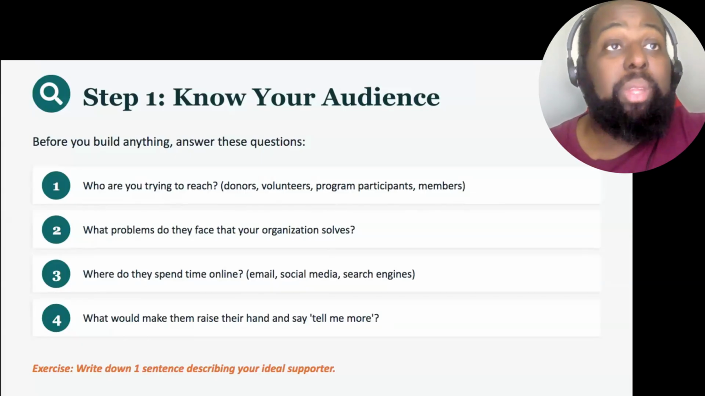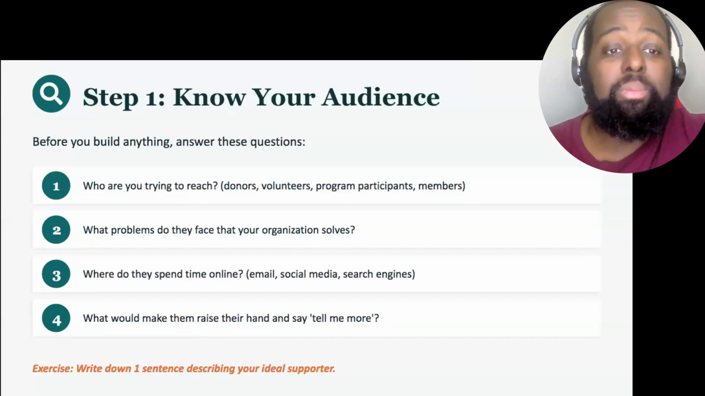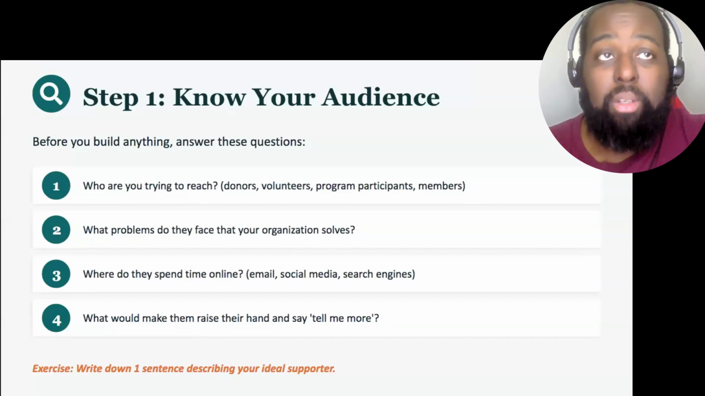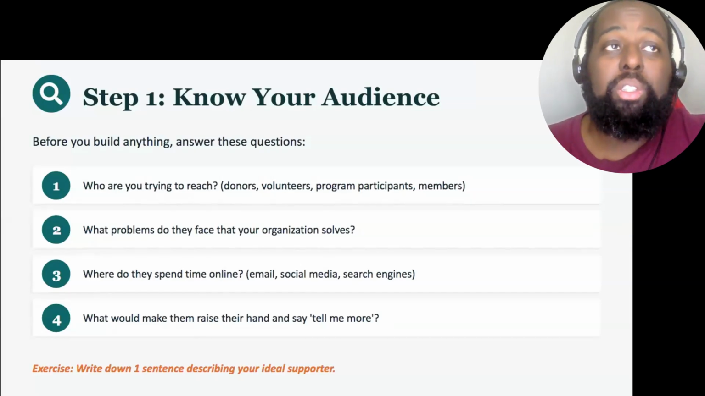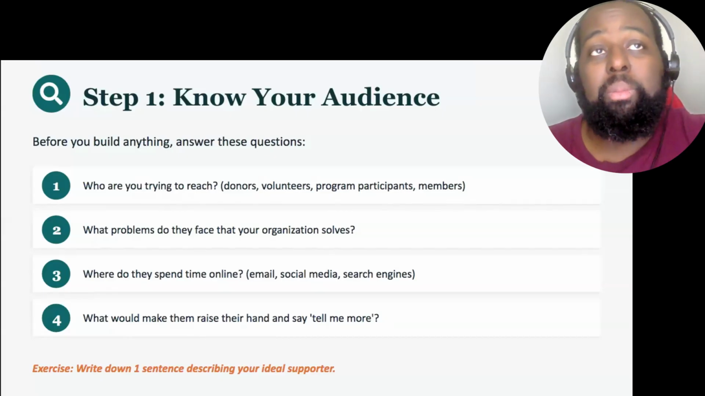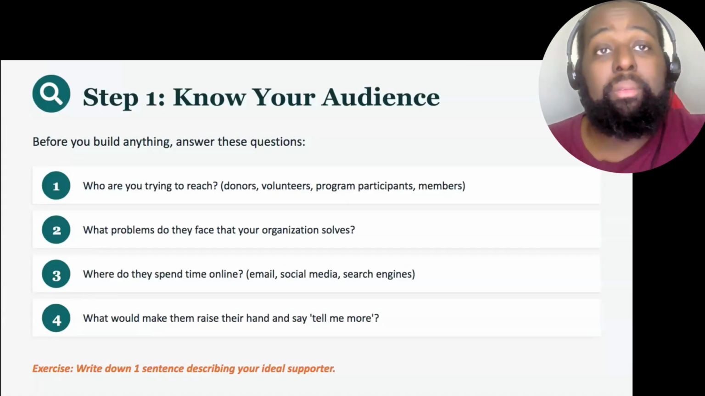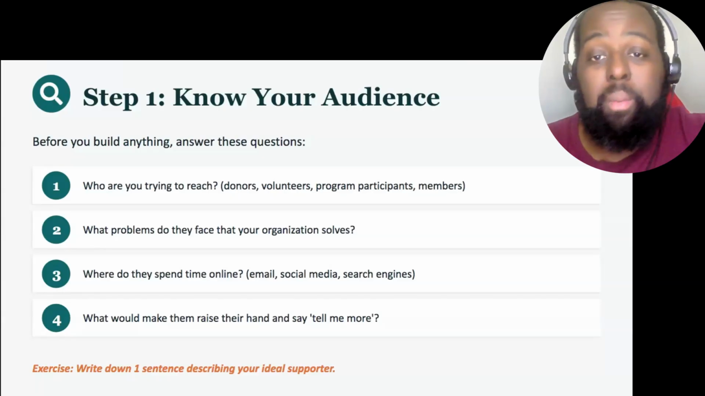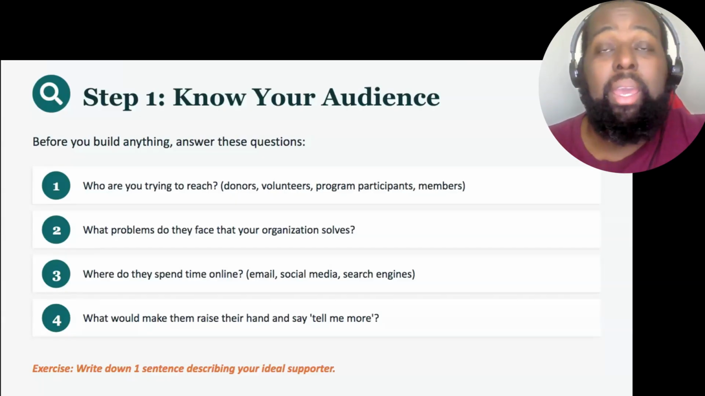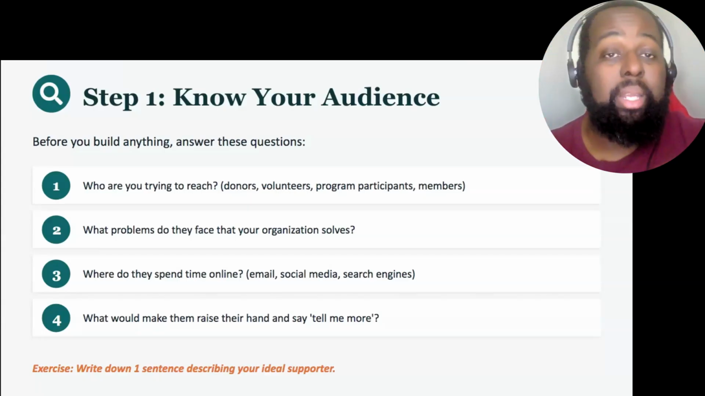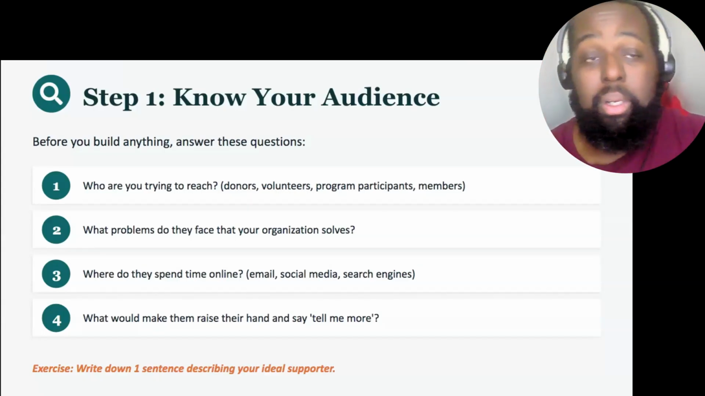Number 3, where do they spend their time online? So once you figure out who you want to talk to, and once you figure out what problems the people you're talking to are facing, find out where they are. Where do they spend their time online? Does email work best for that audience? Is social media a great place to find a lot of the people you're trying to attract? And then, of course, for social media, it breaks down depending on what platform you want to go to.